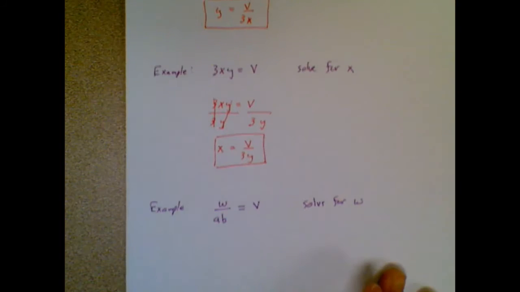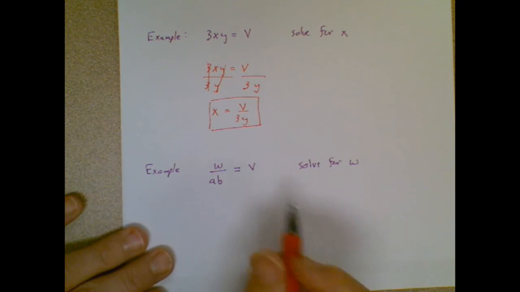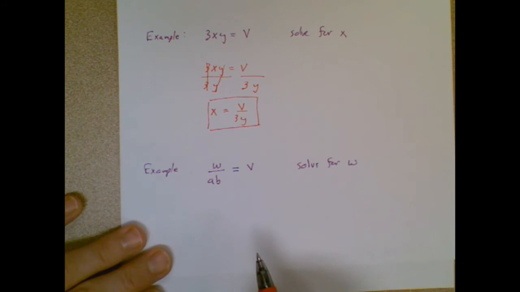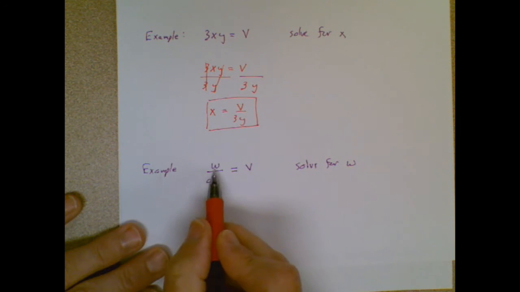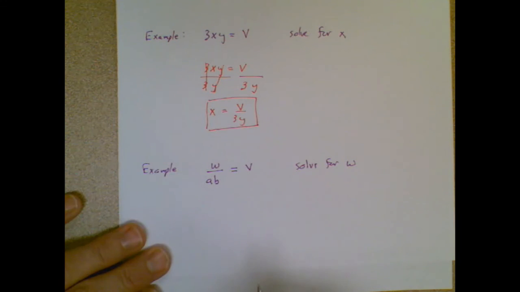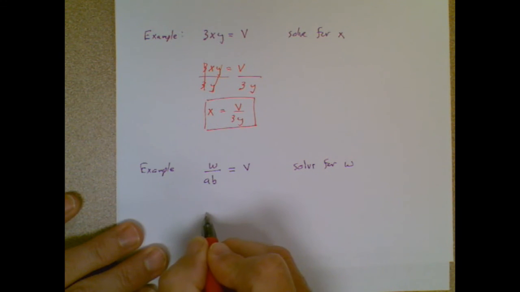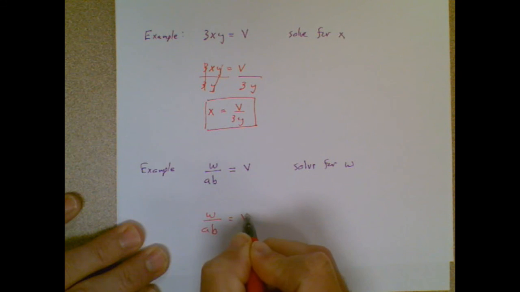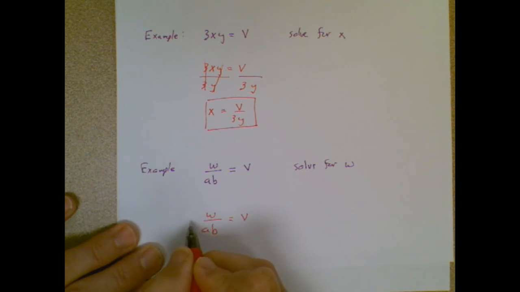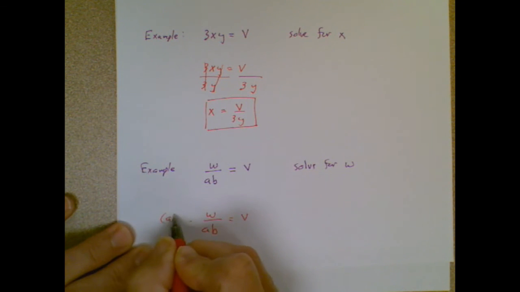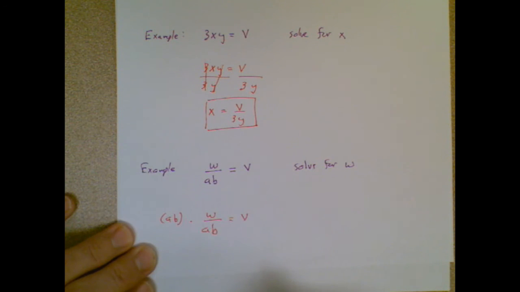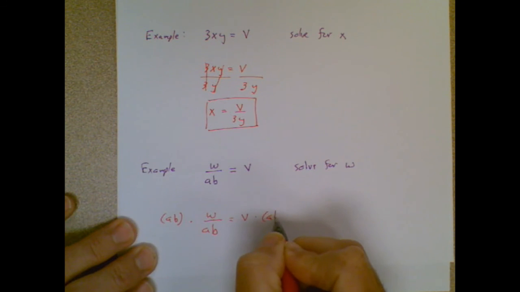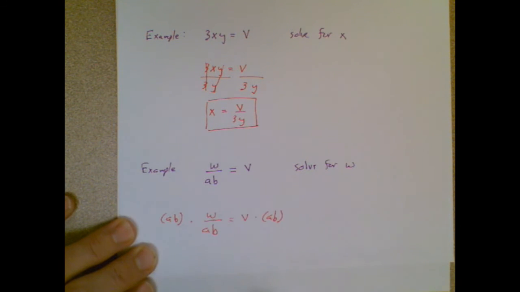One more quick example. I'm going to solve for w in this situation. Well, a times b is in the denominator, and that's what w wants to get rid of if w wants to be by itself. So since the a times b is connected by division, I do the inverse operation, which is multiplication. So I multiply by ab on the left side. I multiply by ab on the right side.